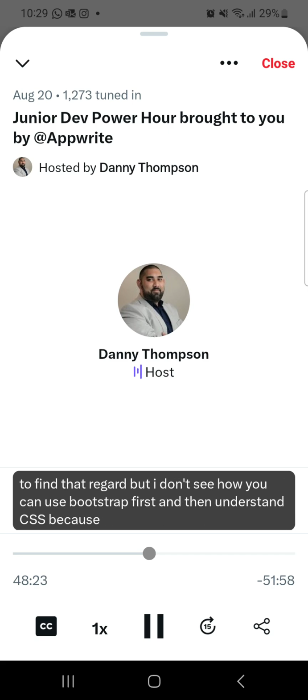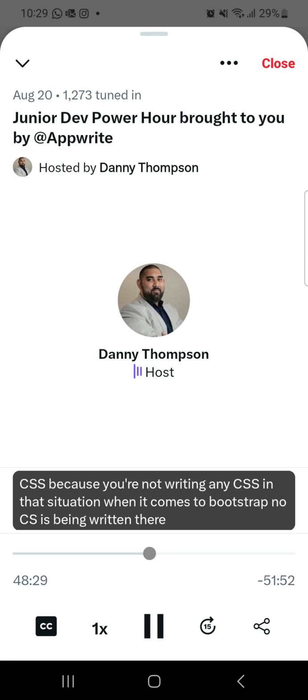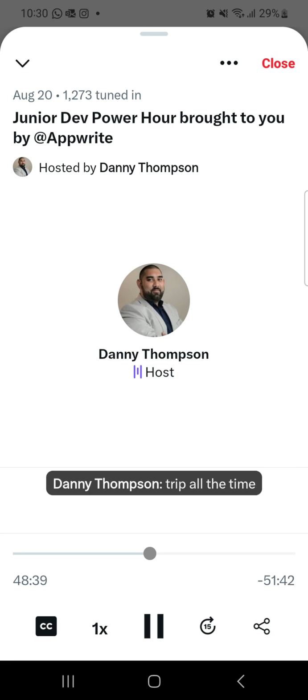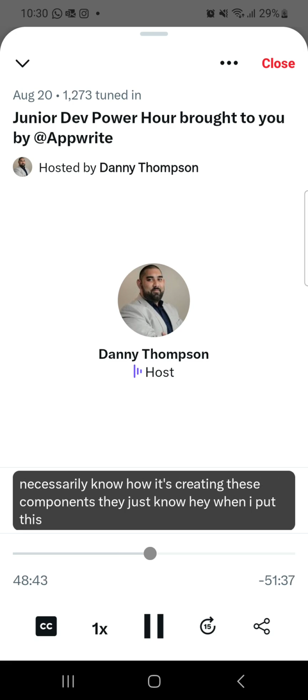But I don't see how you can use Bootstrap first and then understand CSS, because you're not writing any CSS in that situation. When it comes to Bootstrap, no CSS is being written to teach you these concepts so you can at least grab hold of it. Maybe you'll understand, hey, this created a grid, this created a flexbox. But even when you talk to some people that utilize Bootstrap all the time, they don't necessarily know how it's creating these components. They just know, hey, when I put this button thing here, it creates this button.